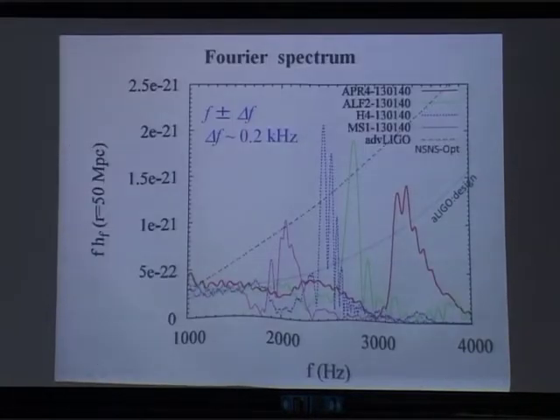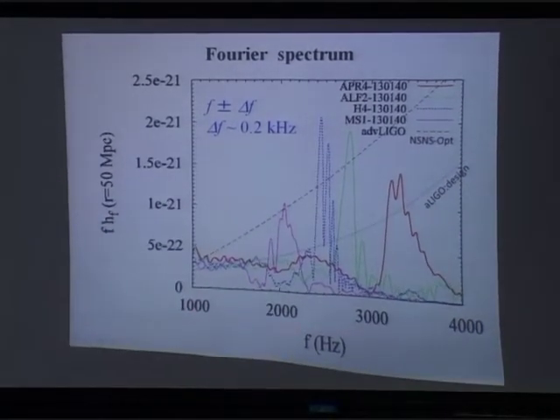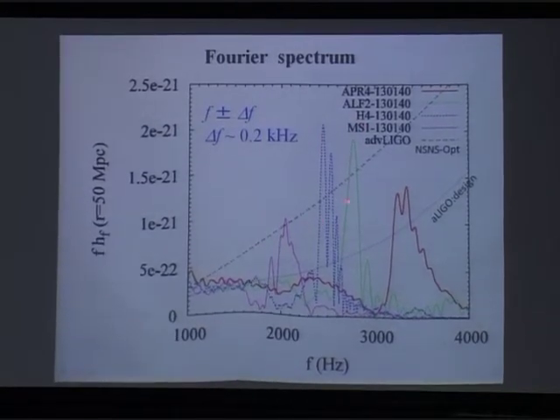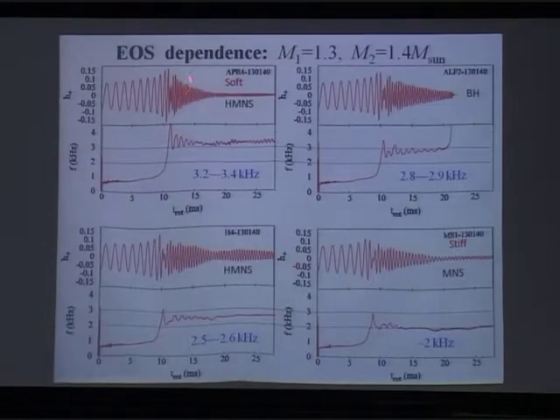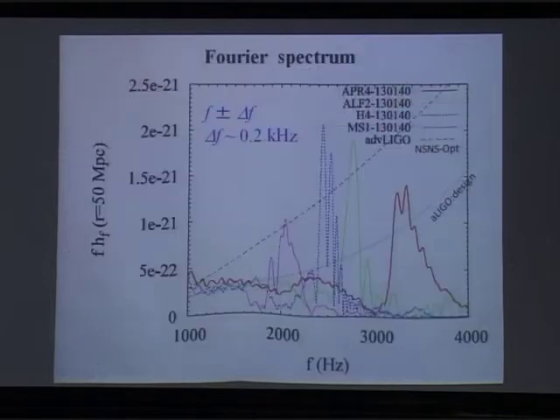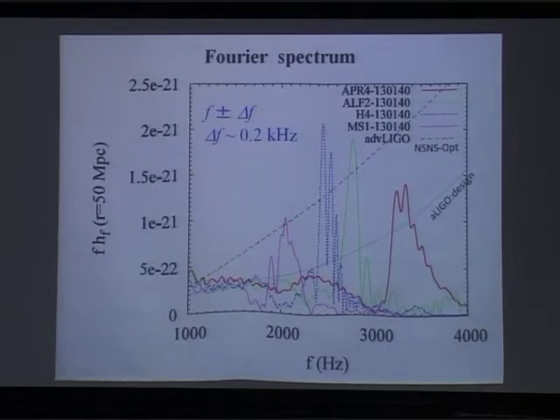So anyway, this difference is clearly seen in the Fourier spectrum. This is a Fourier spectrum as a function of f, and this is a result for four equations of state. And you see that, because it's a quasi-periodic oscillation, we always find a peak like this. And the peak frequency depends strongly on the equation of state. For this case, the equation of state is very stiff, and for this case, the equation of state is relatively soft. And because this peak frequency is rather high, it's probably not easy to detect by Advanced LIGO and so on.